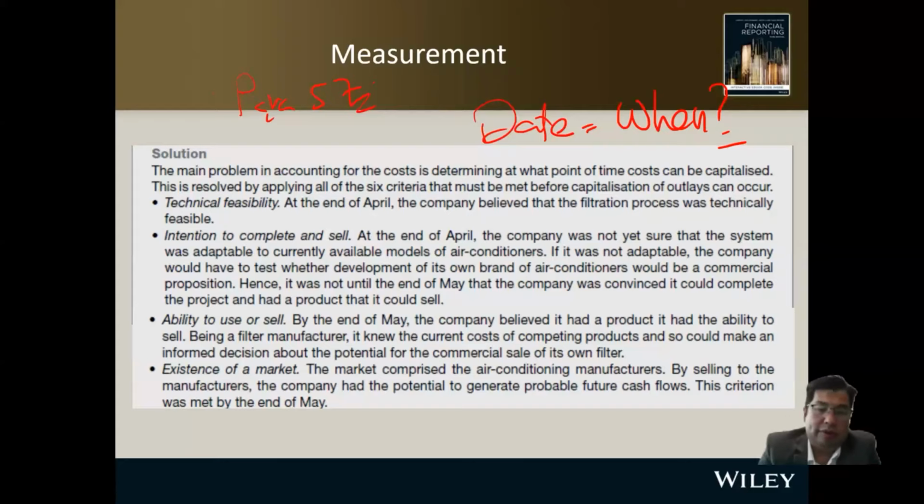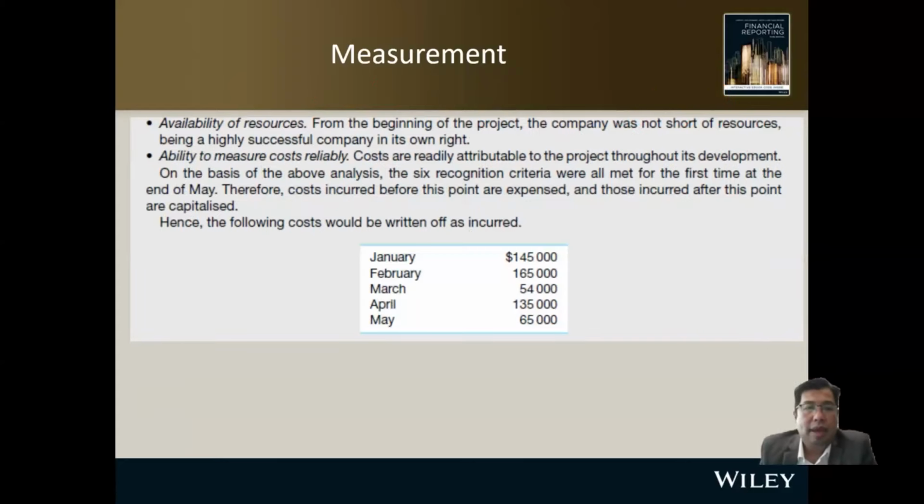Next is availability of resources. From the beginning, the company does not have any problem, any shortage of cash. So that is not a big issue. And finally is ability to measure the cost reliably. Costs are readily attributed to the project through its development.